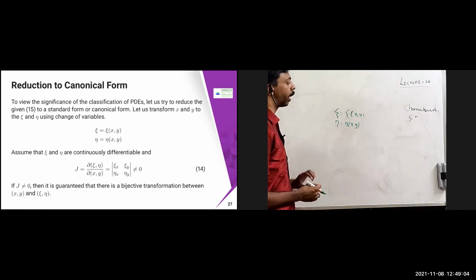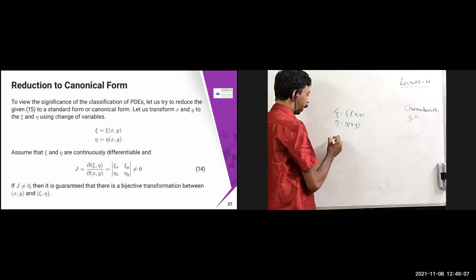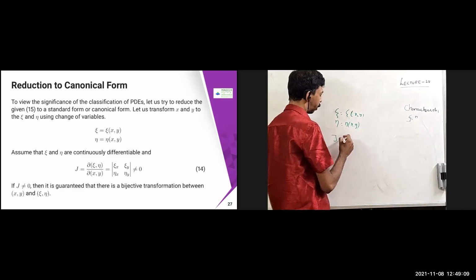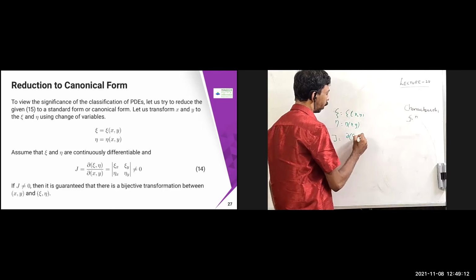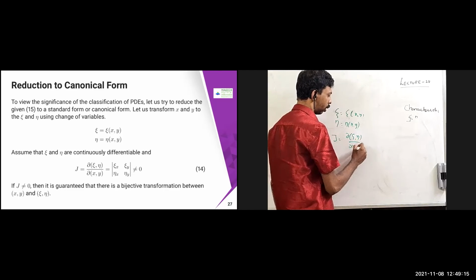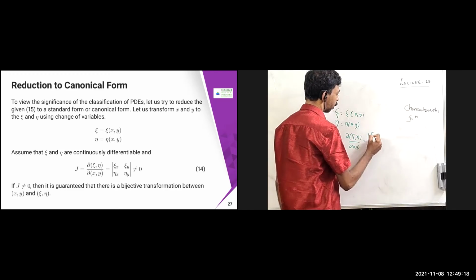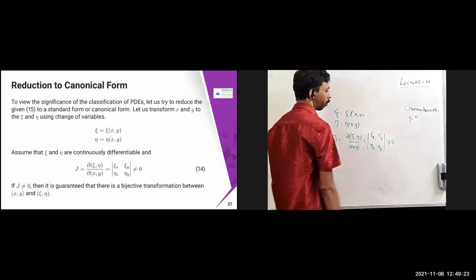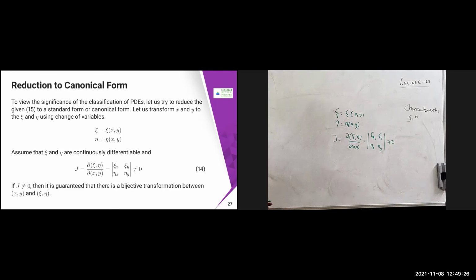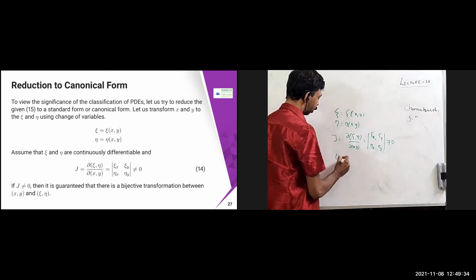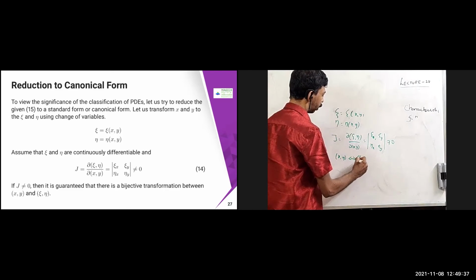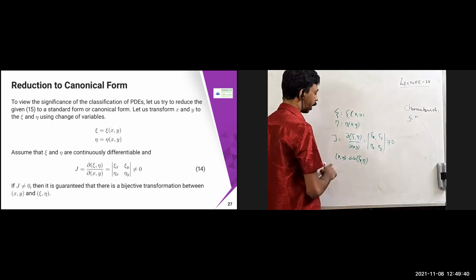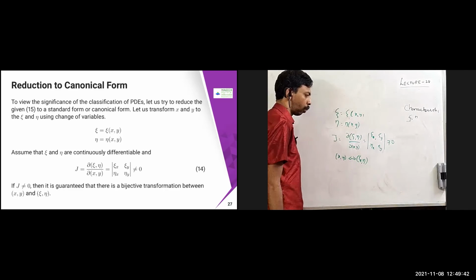I'm going to assume that chi and eta are continuously differentiable, and I'm going to define the Jacobian for this change of variable, which is nothing but ∂(chi, eta)/∂(x, y), which is the determinant of chi_x, chi_y, eta_x, eta_y. I'm going to assume this is not equal to 0. If the Jacobian J is not equal to 0, then you are guaranteed that there is a bijective transformation between (x, y) and (chi, eta).